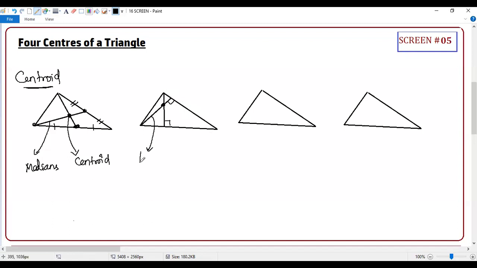Perpendicular, the other word is what? Anyone can tell me? Altitude. So the point of intersection of the altitudes is called? Orthocenter. Excellent. Who said? Shyam, sir. You attended in the morning when I explained this center, correct? Yes, sir. Very nice. At least you are remembering. Yes, good.